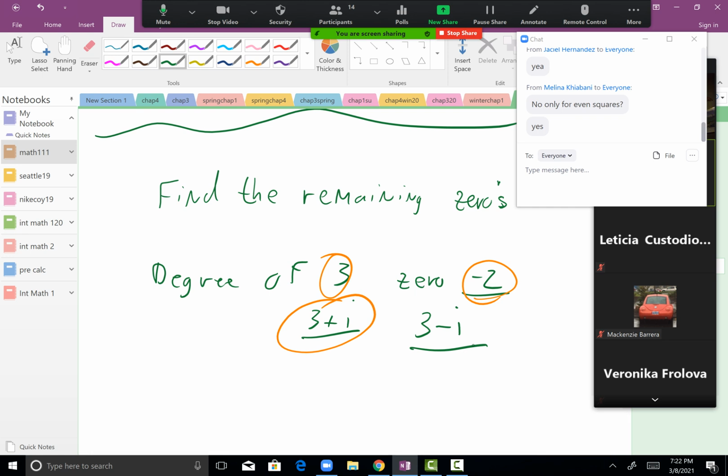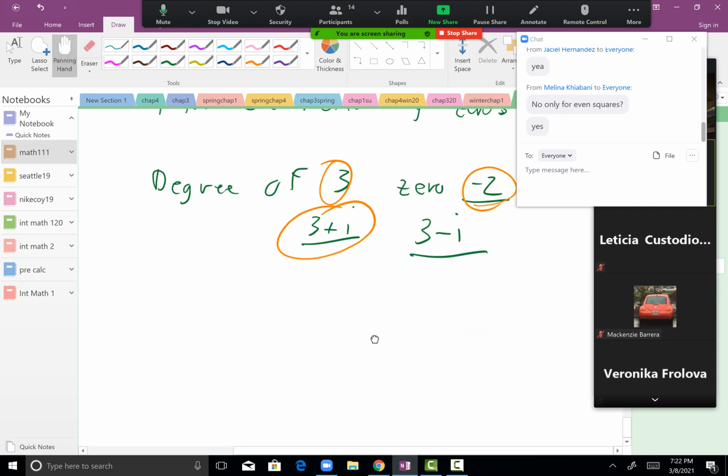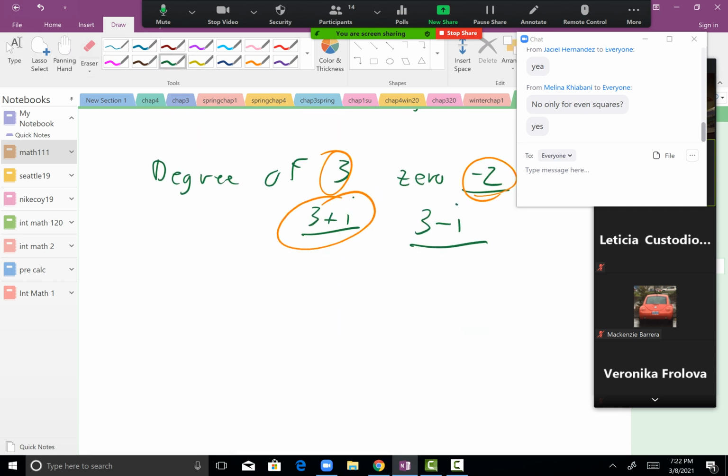They're just saying, hey, find the remaining zero. You don't have to write anything. You don't have to do anything other than find that remaining zero. All right, let's look at one here. Let's say that our degree is 4. I have a zero of 3, and I'm going to say that the multiplicity is 2 on that. And then I'm going to say that 1 minus i is one solution. So, what does the other one have to be?